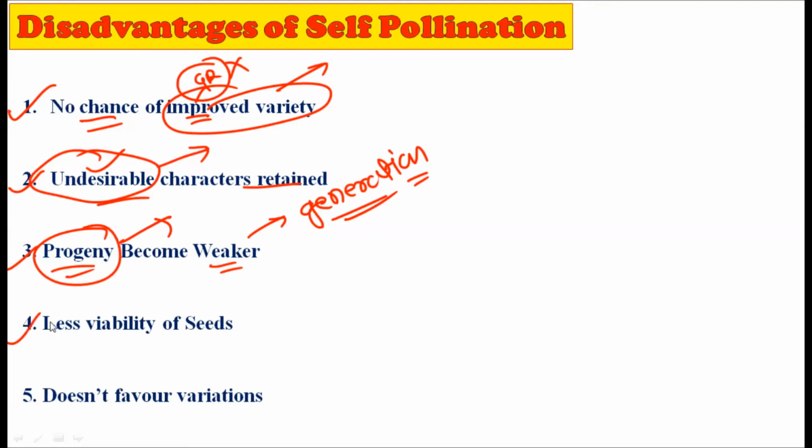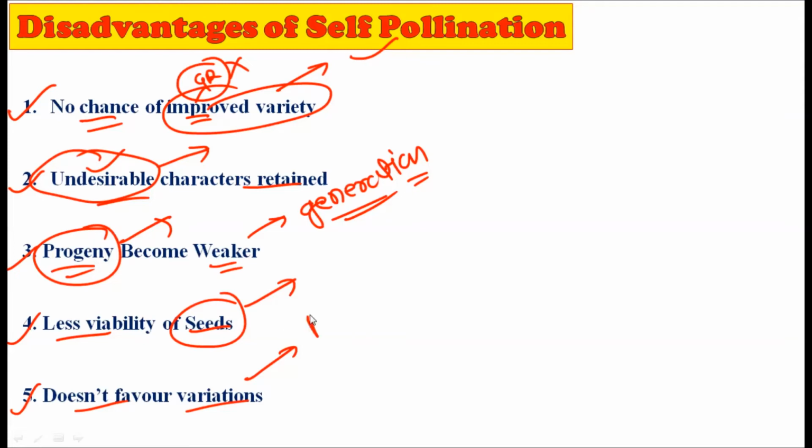All right. Then there is less viability of seeds. That is, the seeds produced by self-pollination are less viable. That is, their ability to grow and adapt to the environment is very low. Now, the fifth disadvantage is that it doesn't favor variation. That is, due to self-pollination, there is no change in the genetic makeup, and that is why there are no variations in the genome.